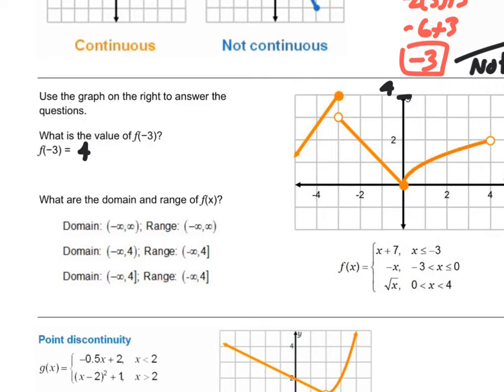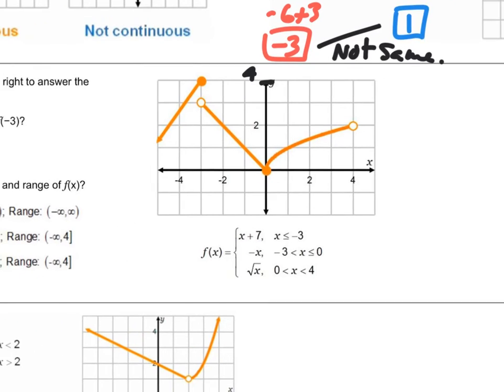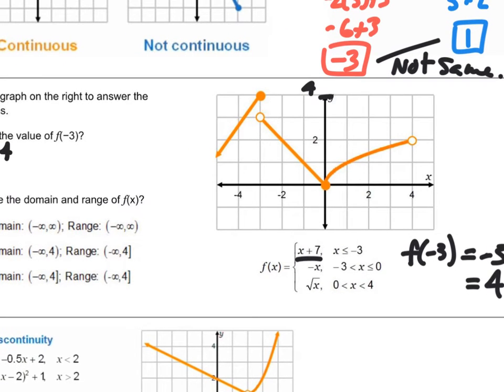Okay? And the other thing to do is if you look at your equation here, it says x is less than or equal to negative 3 on your domain. So you would want to use this function here, x plus 7. If I'm going to find f of negative 3, then I'm plugging it into this portion here, and that's going to give me negative 3 plus 7, which gives us positive 4.